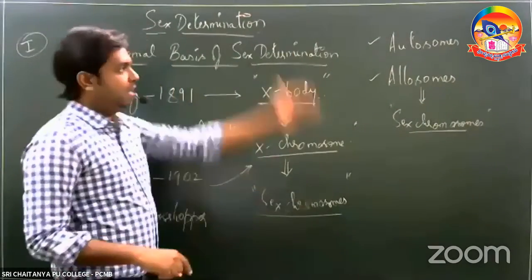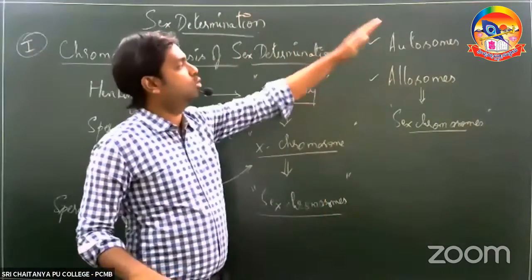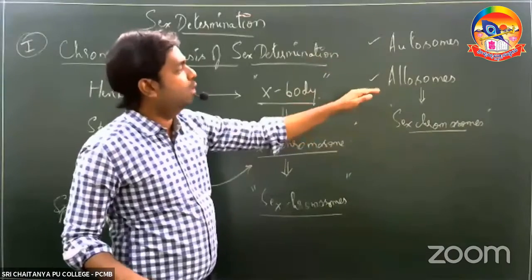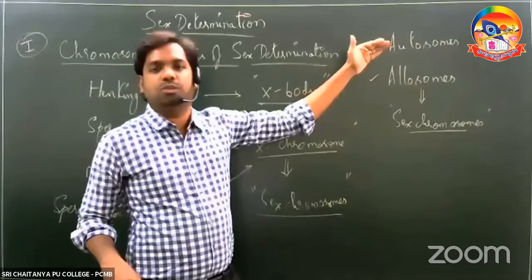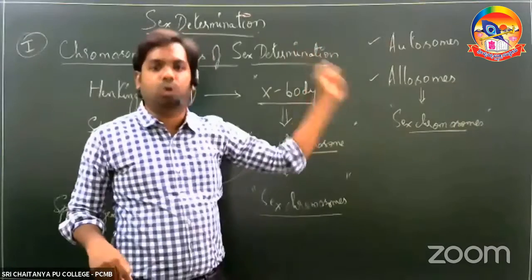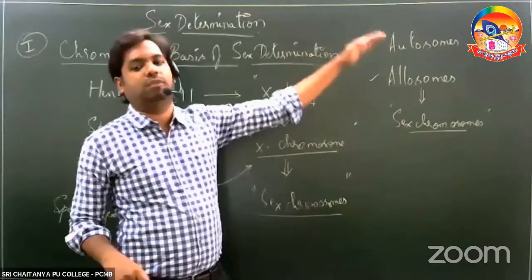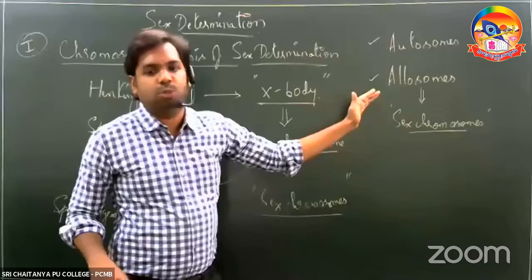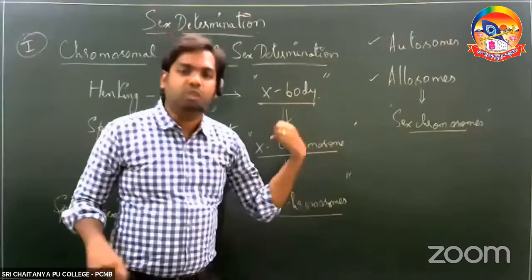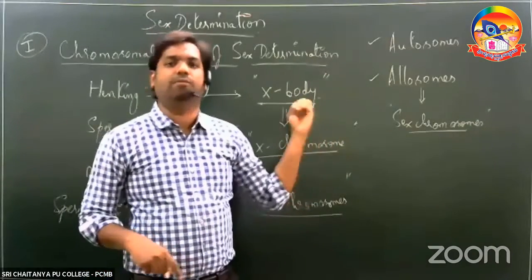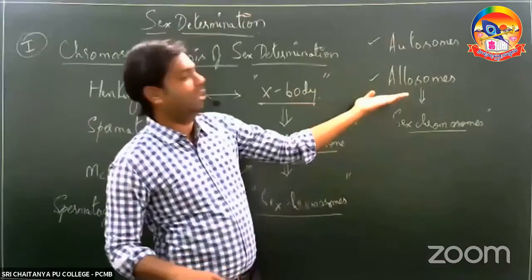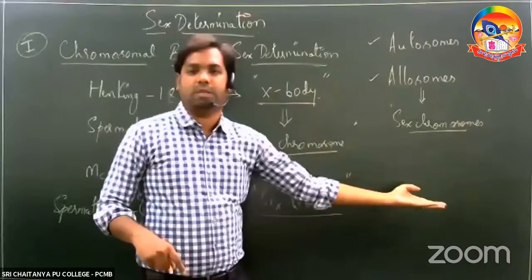Right? So we have two different types of chromosomes. One is called autosomes and the other is called allosomes. Autosomes are the ones which do not have any role in determining the sex of an individual, whereas allosomes are the ones which play a major role in determining the sex of an individual. So we call them allosomes or the sex chromosomes.